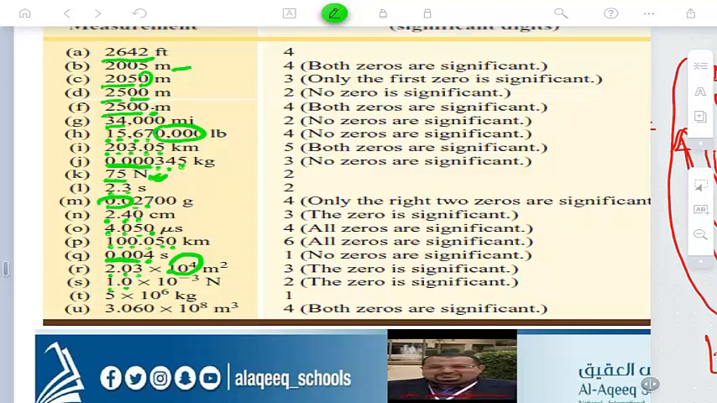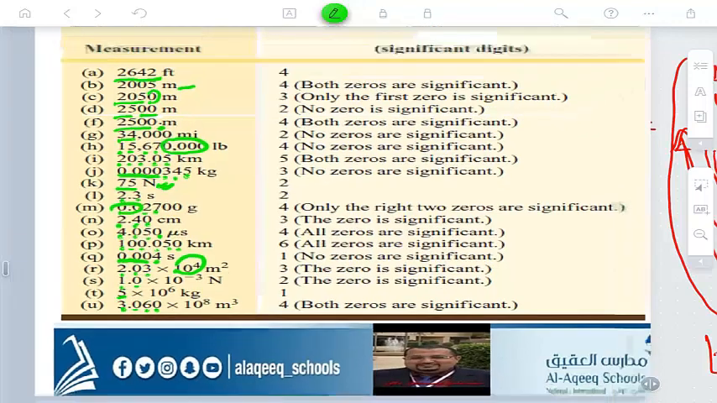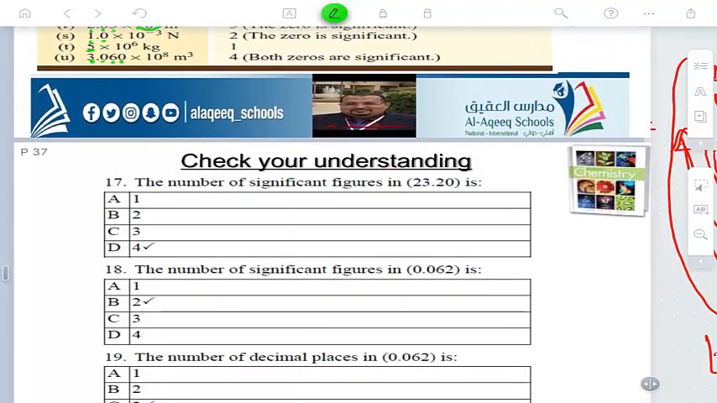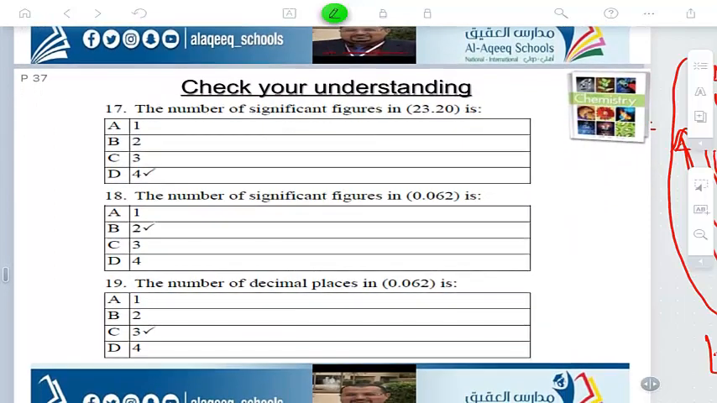What about this? Only 1. What about this? 1, 2, 3, 4. We count this 0 on the right hand side, and also we have a decimal. So we have 4 significant figures in this case. I think these examples are very clear for you and good training for practicing. You have some other practice. Check your understanding here for these numbers.